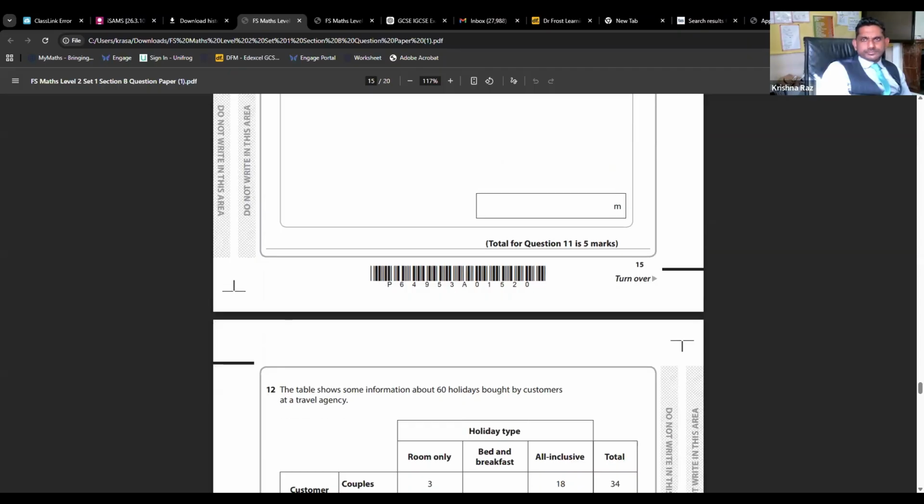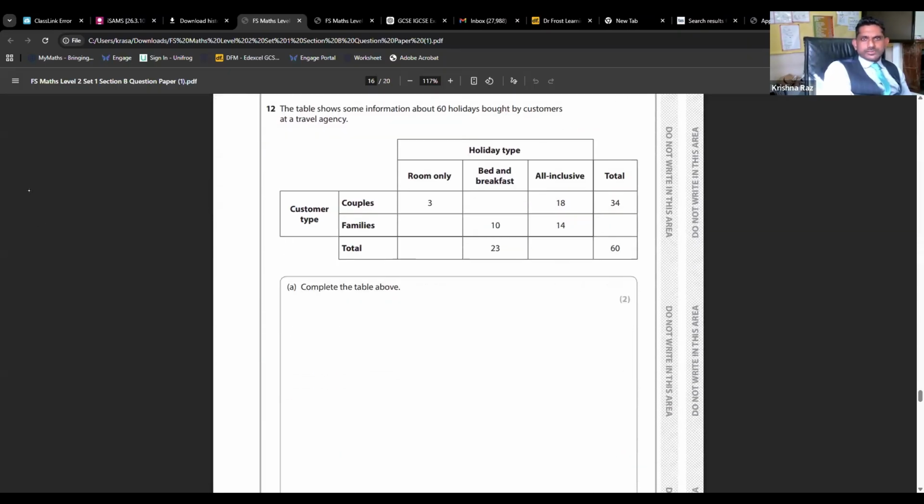Let's fill this table in. So that must be 13. That adds up to 32. 23 and 32 is 55. So that must be 25, which means that's 22. 22, 32, 46. So that's completed the table.